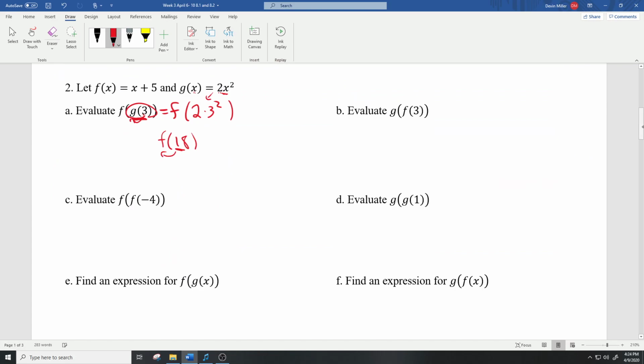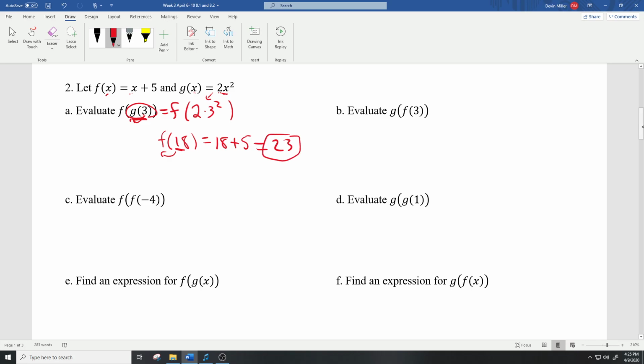So we're working our way to the outside. F function is up here. They want us to plug 18 in here. So the other side would say 18 plus 5. I'm plugging in 18 to the f function. You no longer have to write f. You no longer have to write g. This is just going to be one number. 18 plus 5, 23. And that's your answer.